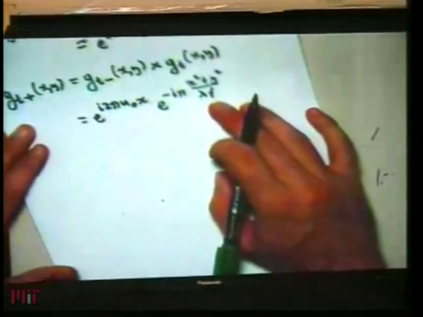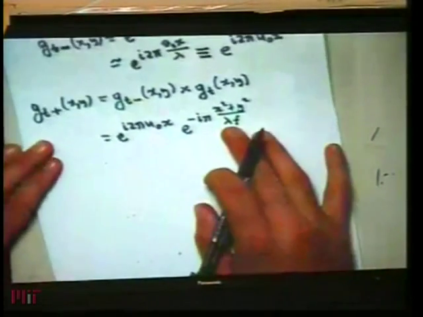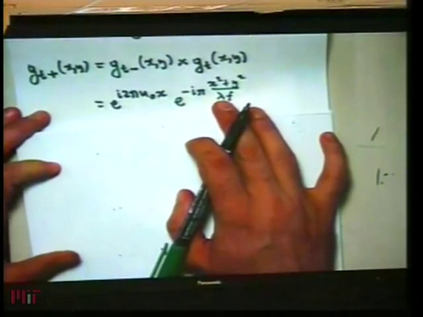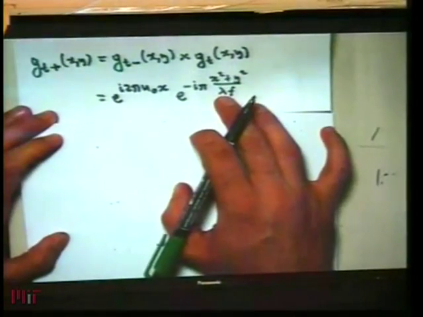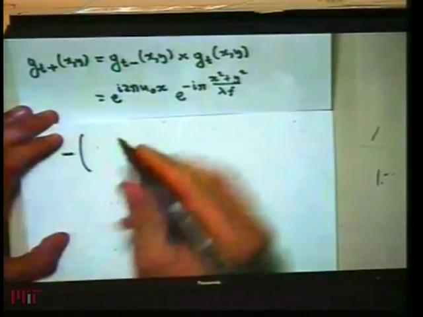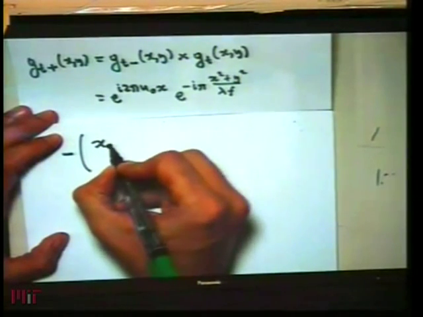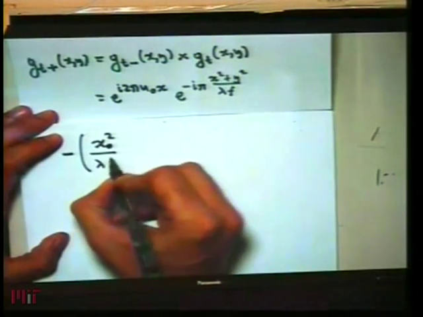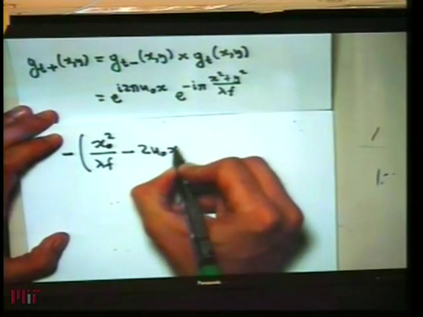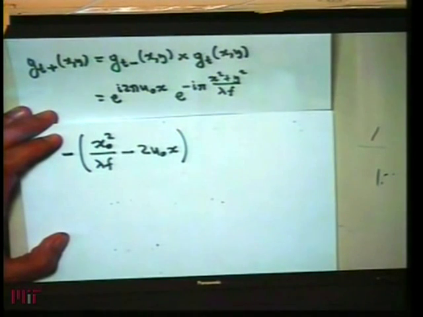So I have to do something that you may remember from your high school or elementary school. I don't know where you learned this thing. It's called completing the square. What is the square that I want to complete? If you look at the exponents, you have an expression that looks like this. I'll knock out the minus sign. X squared over lambda f minus 2 u naught x. Can you see that? I've neglected the y's and everything else, and the pi's and so on. If I can do that, then I can take care of the rest.